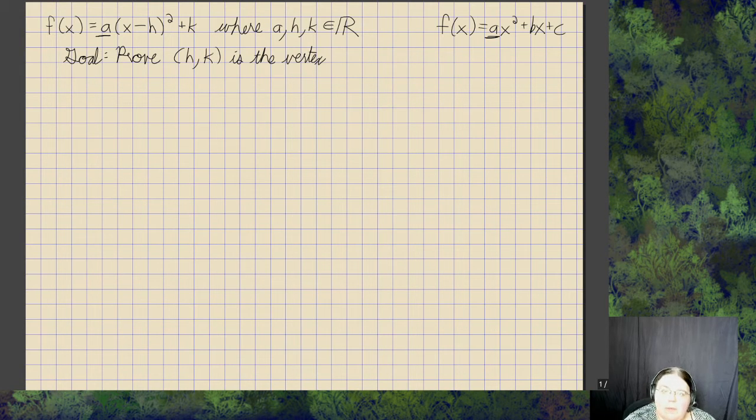There's more than one way to look at figuring that out, but we're going to prove that (h, k) is the vertex using calculus.